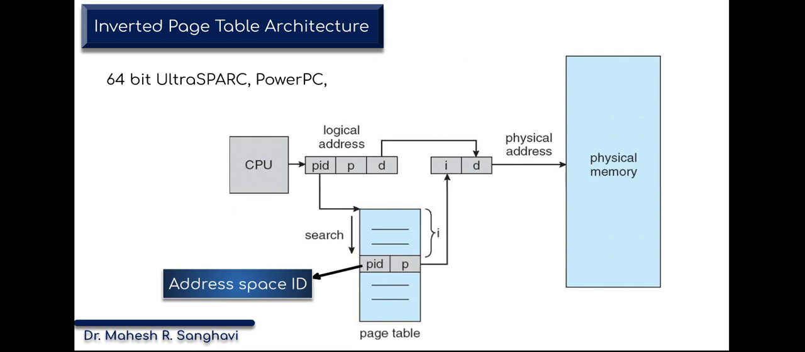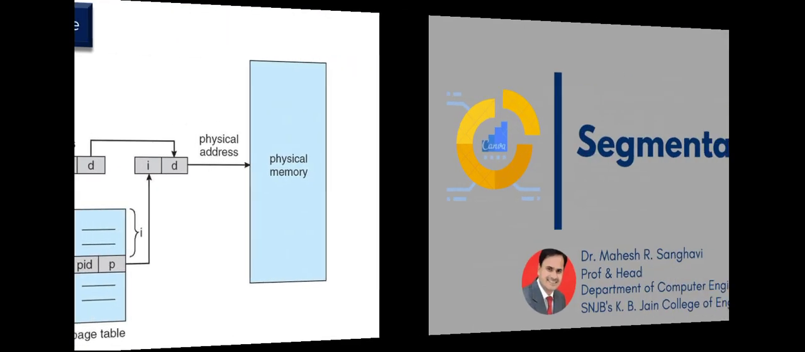This diagram will give you an idea. The CPU will generate a logical address. Initially the PID, the process ID, is given here. That process ID will be searched, and P will also be searched here, and from that the inverted entry will be identified and given as a frame, and that frame is used to generate the physical address. So this way, with the help of PID and P, the logical address is converted into the physical address. Such a scheme is known as the inverted page scheme.